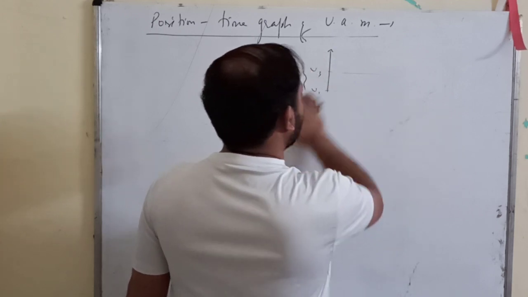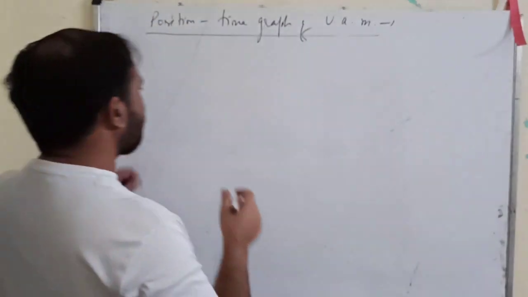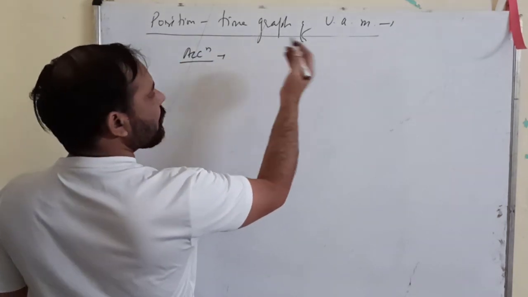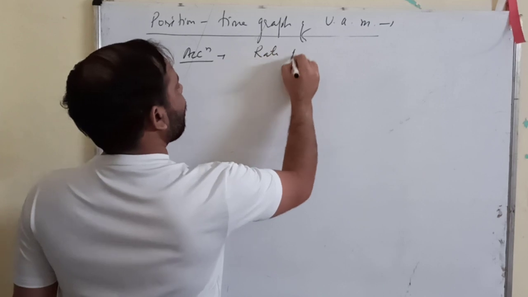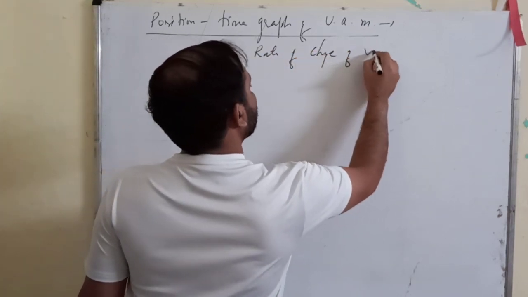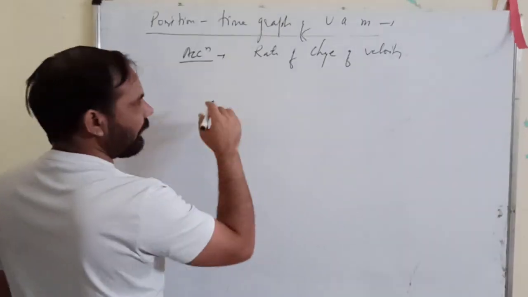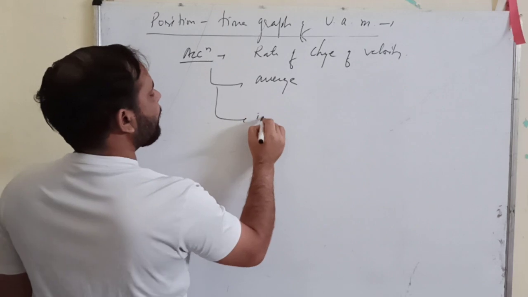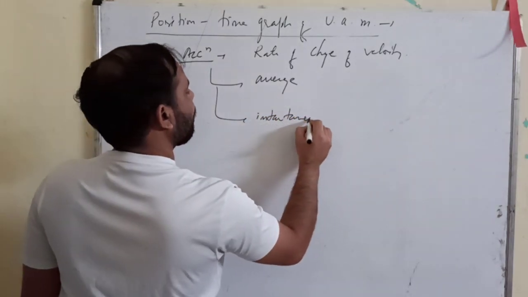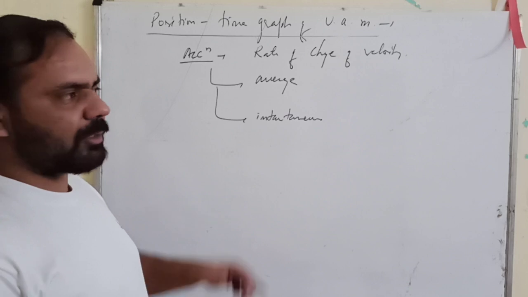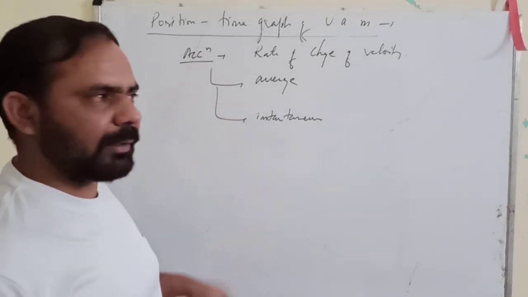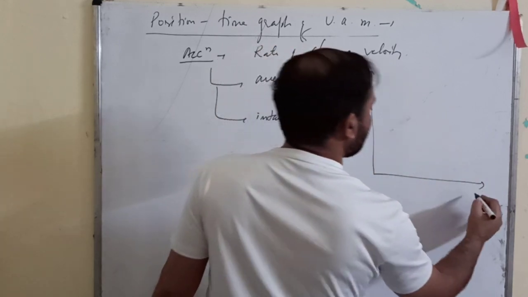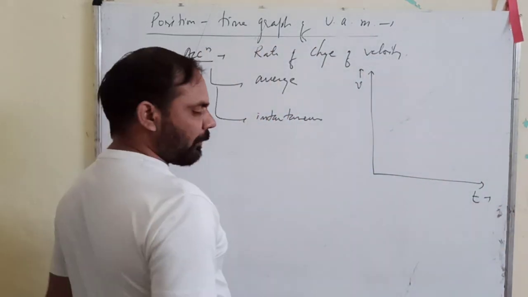Now we come to the term acceleration. What is acceleration? It is the rate of change of velocity. Acceleration again can be of two types, average or instantaneous, just similar to the previous topic, everything is the same. Here the graph will not be the xt graph, it will be the vt graph, the velocity time graph.